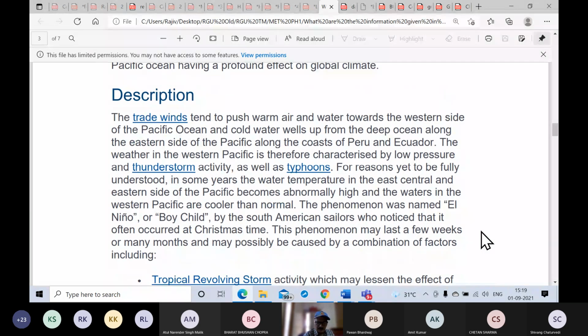Water temperature in the east central and eastern side of the Pacific becomes abnormally high, and waters in the western Pacific are cooler in comparison. This phenomenon is called El Nino.